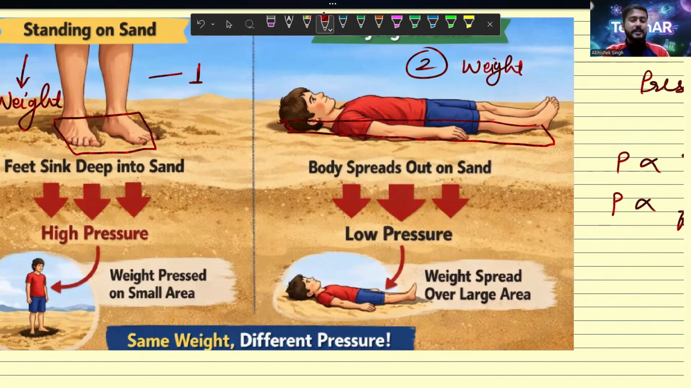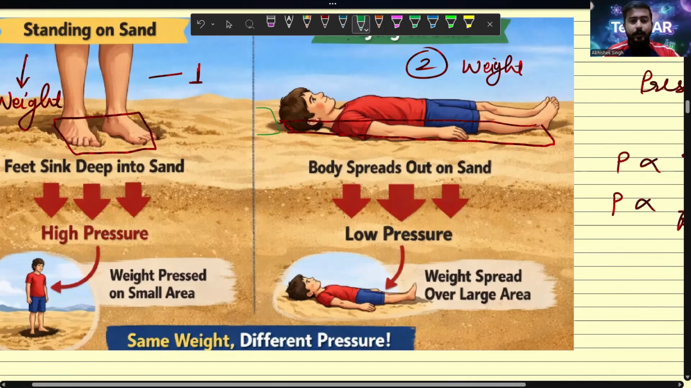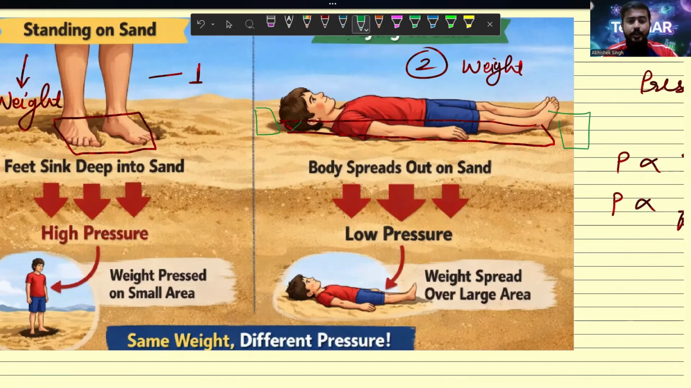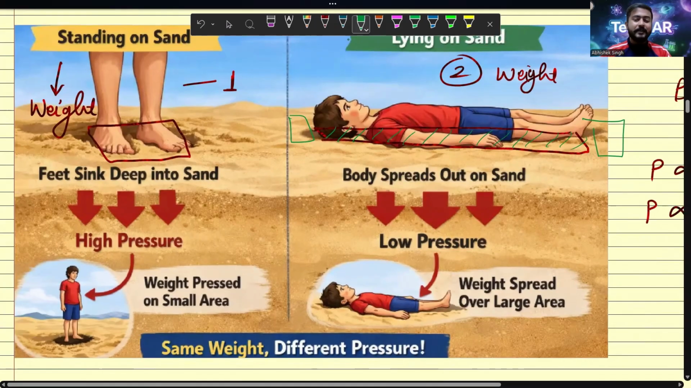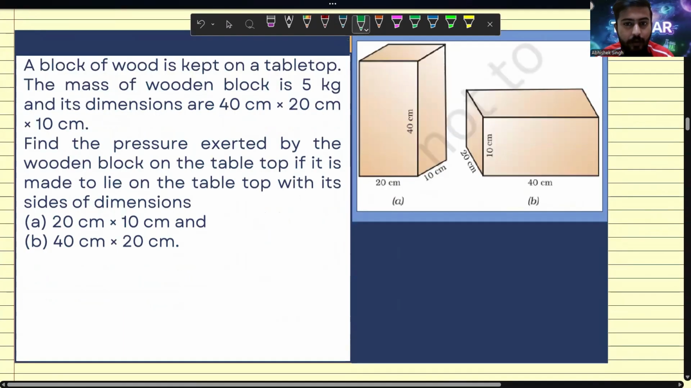So when the area reduces, the pressure increases, and when the area increases, the pressure decreases. We will not consider this area or that area. We'll only consider that area which is in contact with the surface. Getting it? So if the area of contact increases, the pressure will decrease. Yes. Let's move ahead.